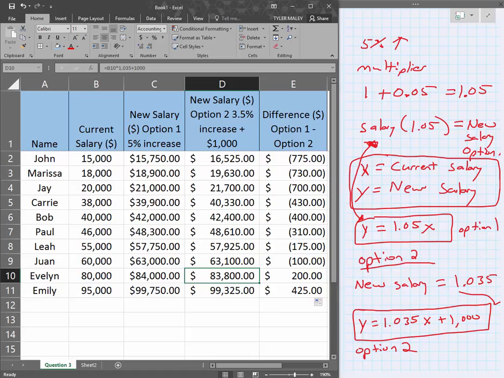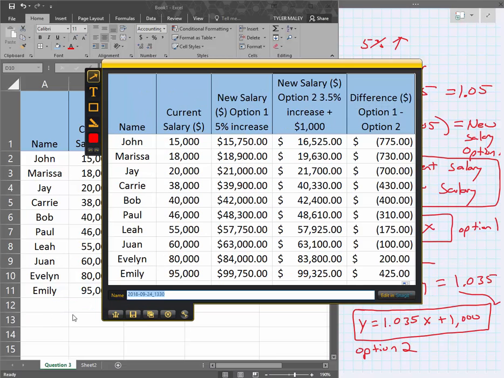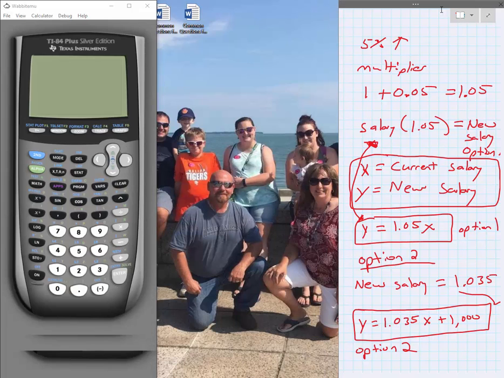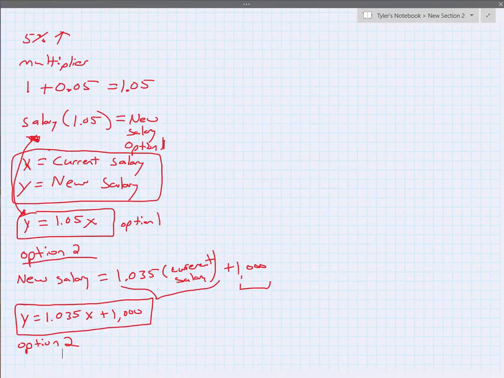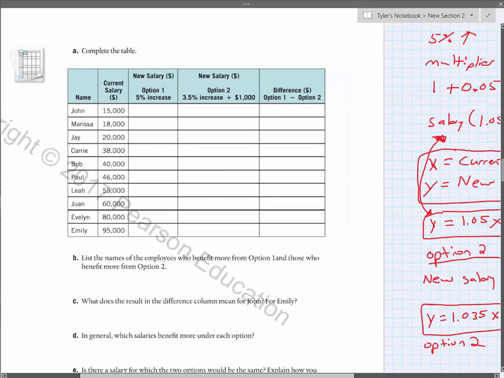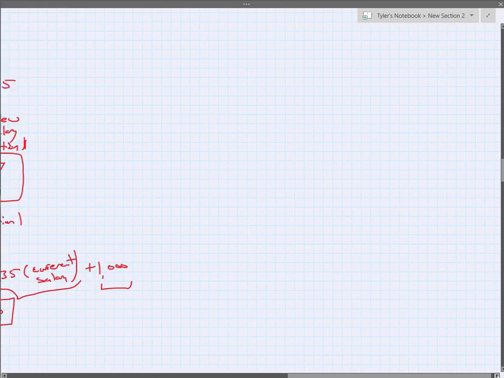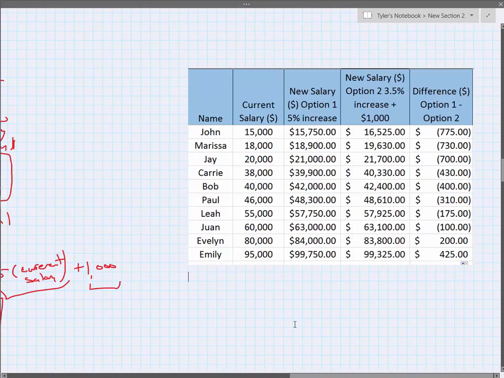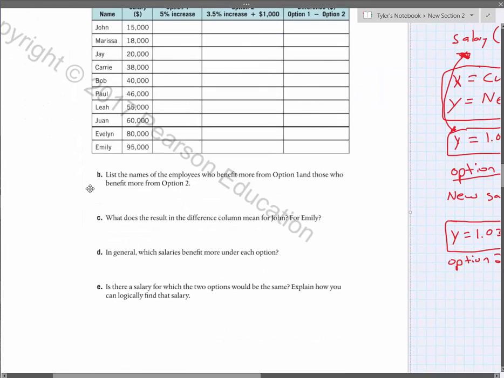I'll just take a screen capture of this really quick and have that available. So let me just put that picture here to reference. So we have our table filled out.